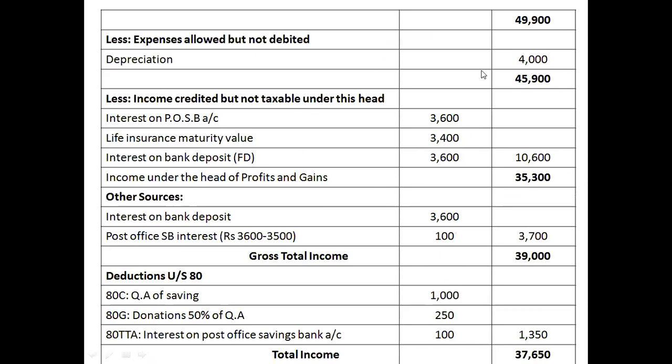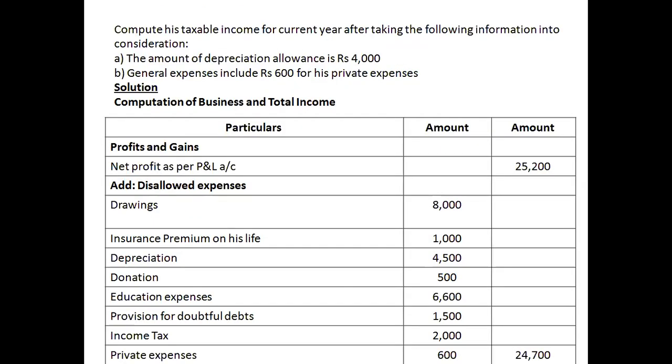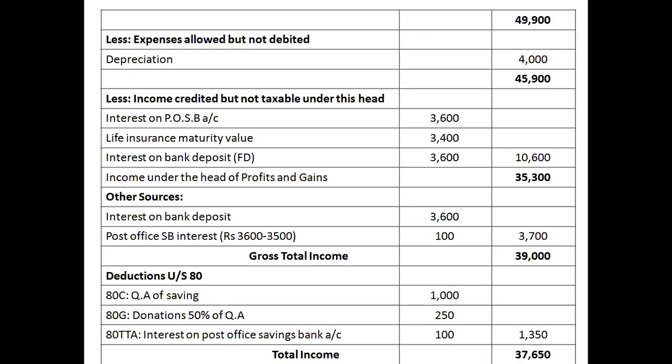Now once we have computed income from business, that is one head of income. So we should check in the problem, do we have any other heads of income? In this problem, one, we had a business income. We don't have any house property in this problem. And then we don't have any income from salary. No. And we don't have any capital gain, but we have income from other sources.